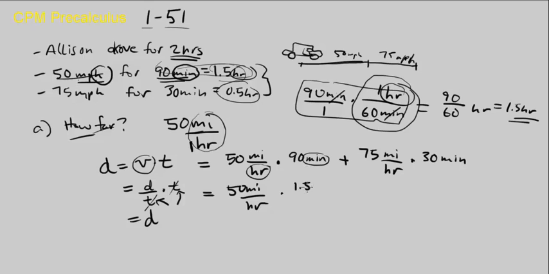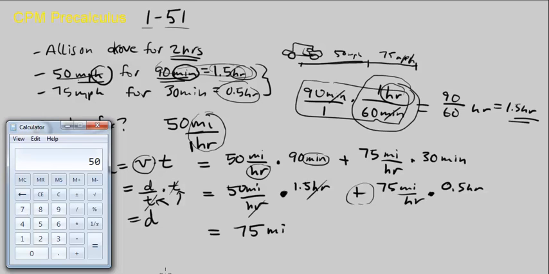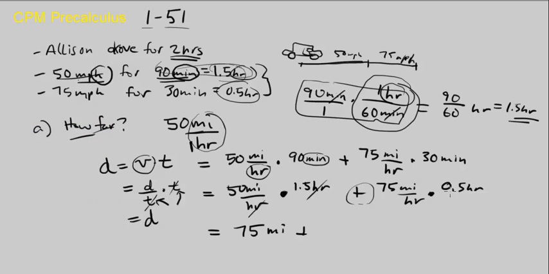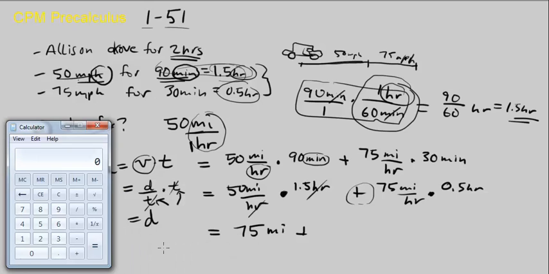So 90 minutes is 1.5 hours, plus 75 miles per hour times 30 minutes, which is 0.5 hours. Okay. Then we just multiply these together. Remember, in our order of operations, multiplication is before addition, right? So 50 miles per hour times 1.5 hours is just 75 miles because the hours cancel out. If you weren't sure, you could use your calculator and type in 50 times 1.5 and you get 75, right? Plus, we have 75 times 0.5. Again, if you want to check that, you can type it in the calculator. 75 times 0.5 is 37.5.